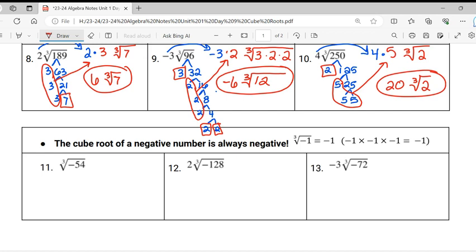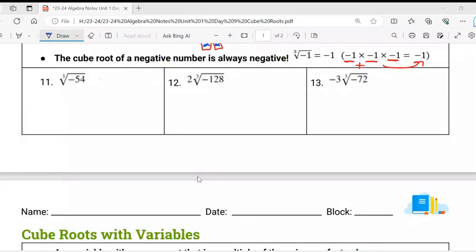The next portion of our notes talks about the cube root of a negative number and how it will always be negative. Just like the cube root of a positive number will always be positive. You could take a look at this, the cube root of -1. Well, can I think of a number times itself again that will equal -1? And we can. We have -1 times a -1. That'll make a positive. And then a positive times a negative will make a -1.